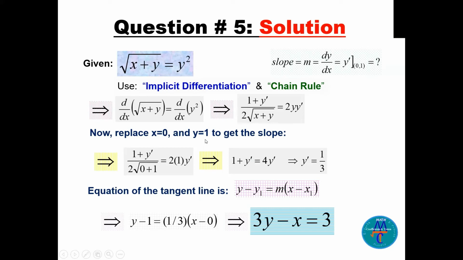Replace x by 0, y by 1 in the last equation to get the slope. So 1 plus y prime over 2 times the square root of 0 plus 1 equals 2 times 1 times y prime. So y prime will be 1/3. Now remember the equation from the algebra, y minus y1 is equal to m times x minus x1. y1 here is 1, and x1 is 0, and the slope is 1/3. So when you rearrange the equation of the tangent line, it's a straight line, so it will be 3y minus x is equal to 3. That is the equation of the tangent line.